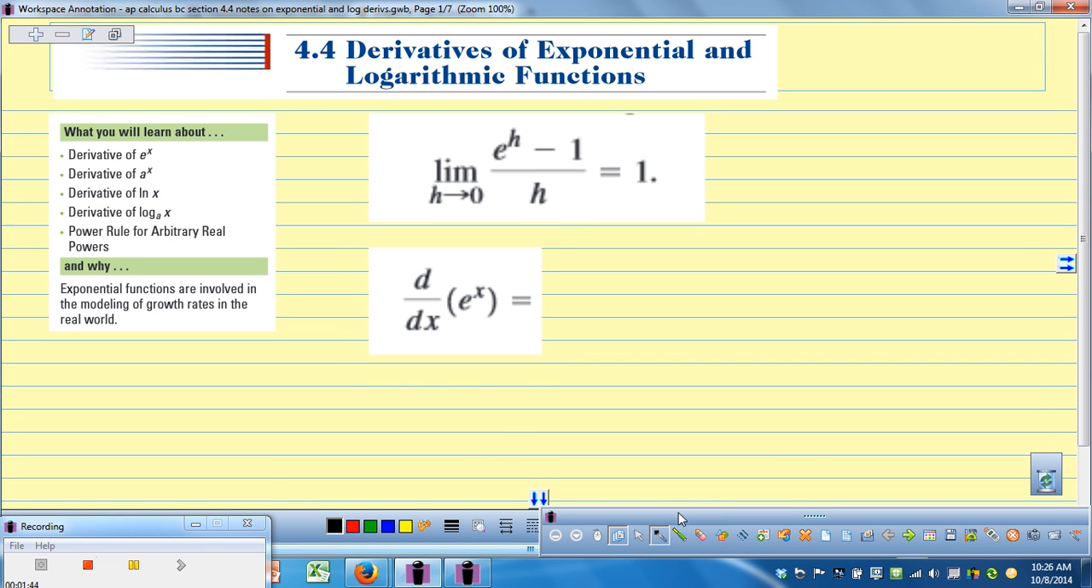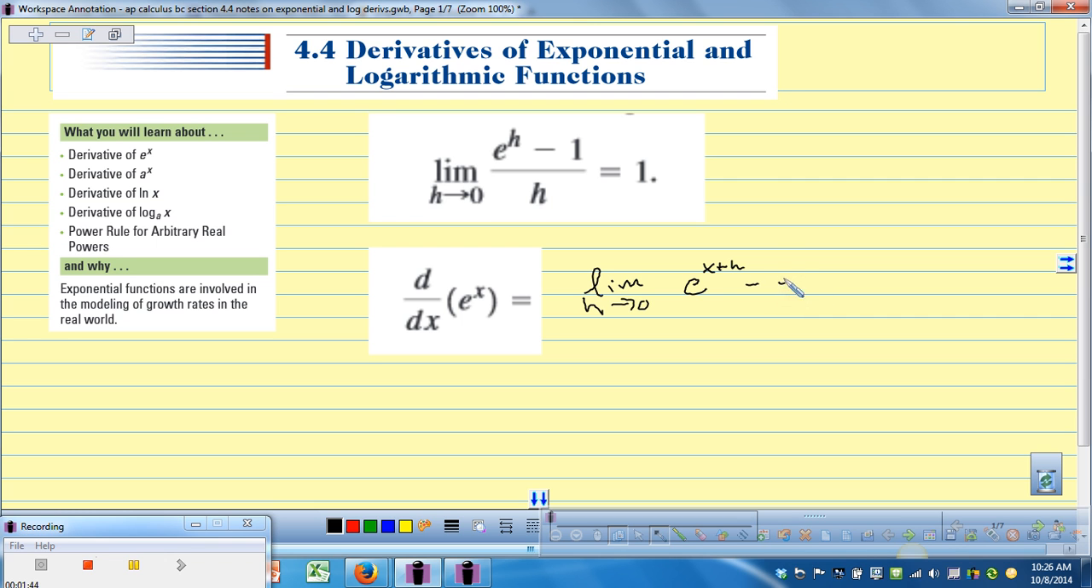So, let's take the derivative of e to the x using our definition of a derivative. What is the definition of derivative? Limit is the first word I want to see. The limit as h approaches 0 of, careful, what is it for e to the x then? e to the x plus h minus e to the x all over h.